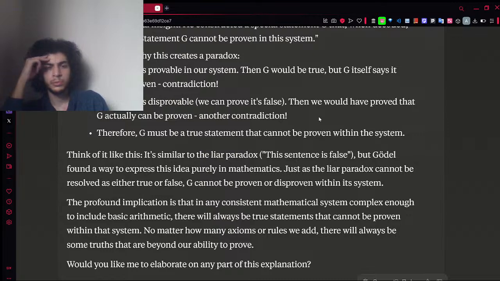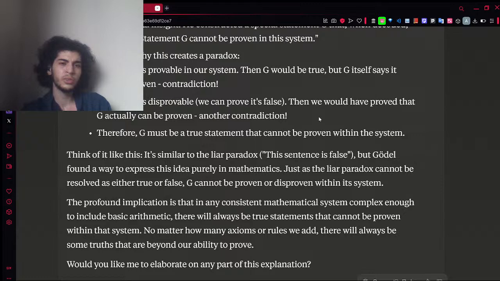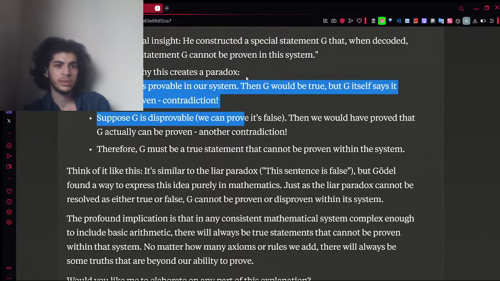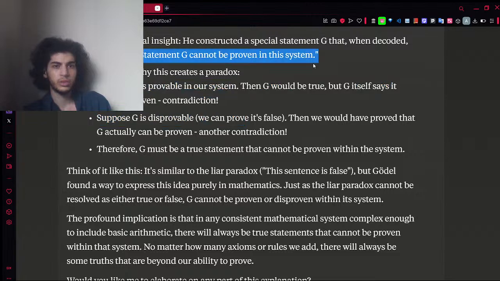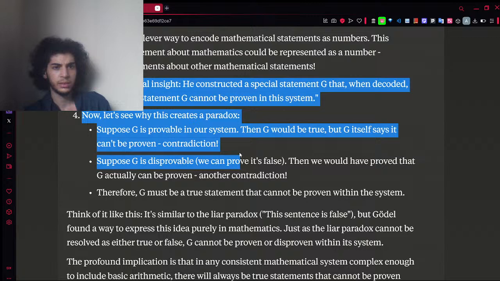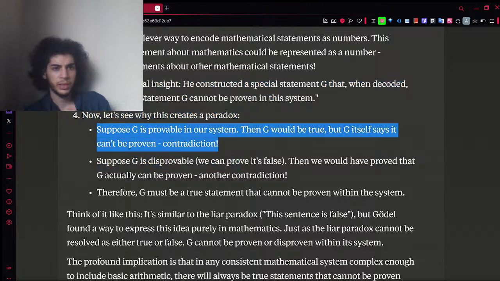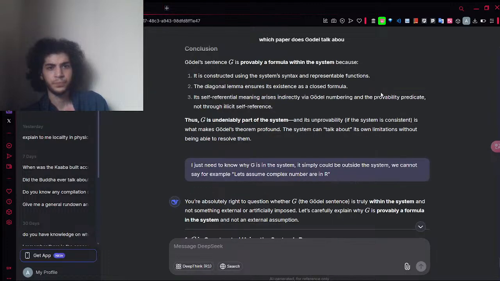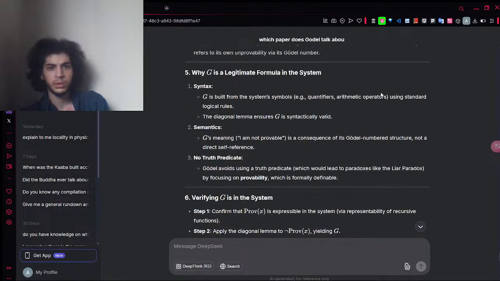Statement G cannot be proven in the system. If G is provable, then G would be true, but G itself says it can't be proven. So we can take that out. So we don't even need to assume that G is provable since we already said that G is not provable in the system, right? Am I right about this? This point, the first case here that we talked about earlier too, talked about case one, somewhere here.